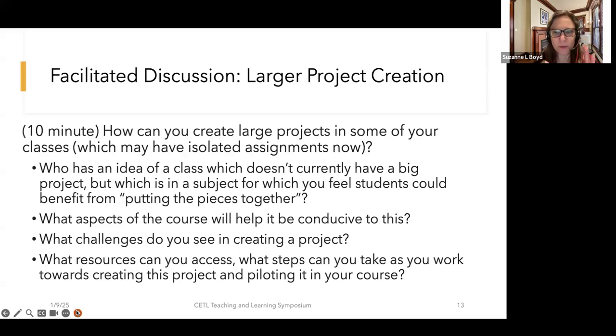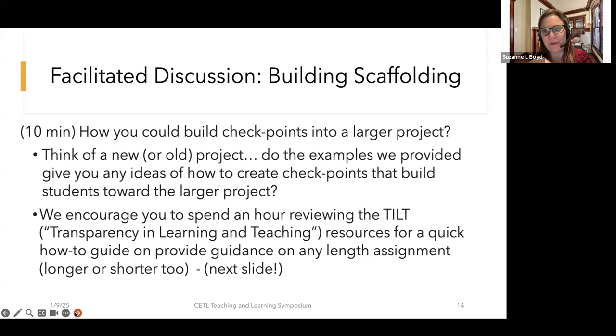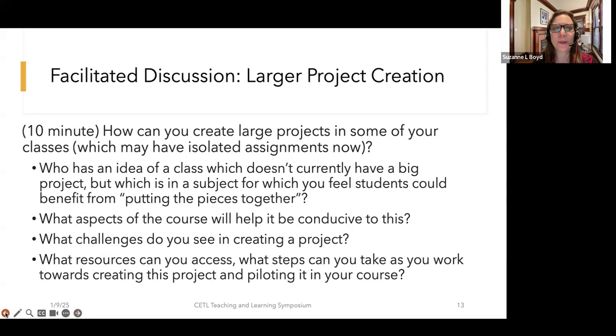So we kind of want to spend a few minutes thinking about, if you don't have a large project, how do you create one, right? And then the second preview, the last few minutes, will be: once you have a large project, how do you build in checkpoints, right? Maybe you do those things at the same time, but so how can you create a large project?